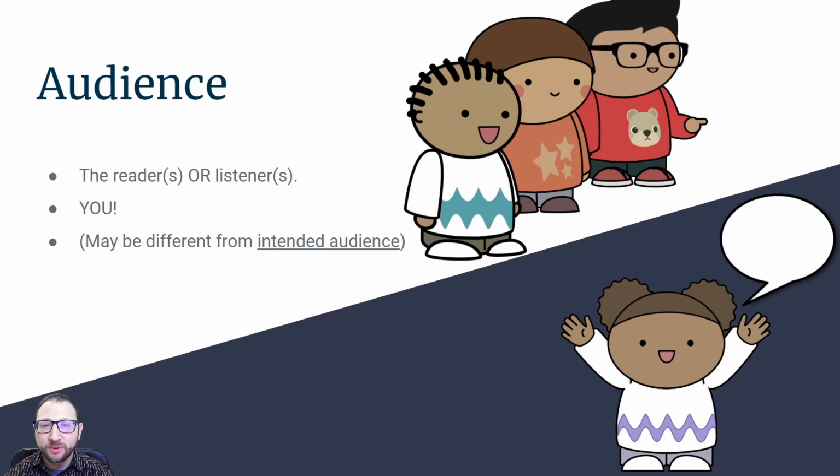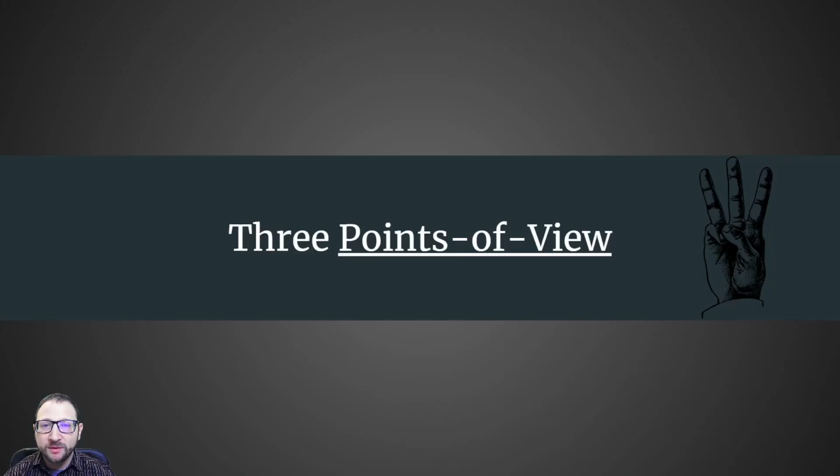For example, right now you are the intended audience for young adult novels because you are teenagers, but not for picture books. But if you read a picture book, you are still the audience while reading it, even though you are not the intended audience. The combination of narrator and how much the audience knows creates the point of view.